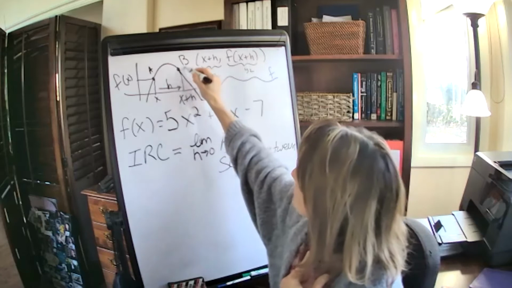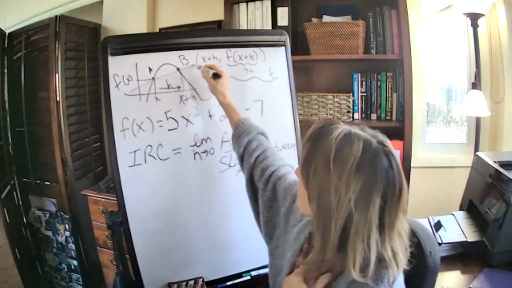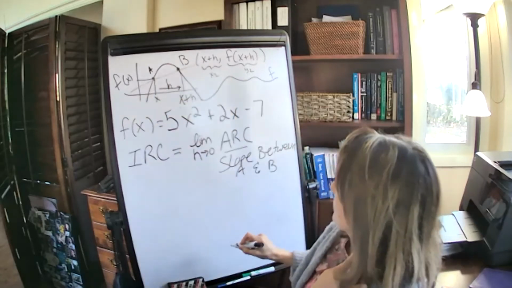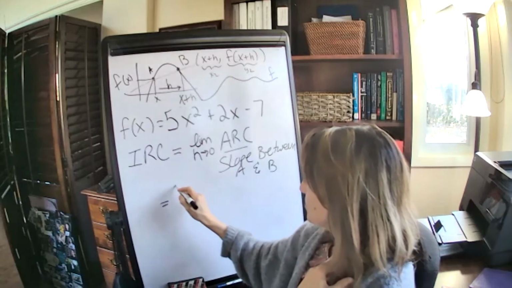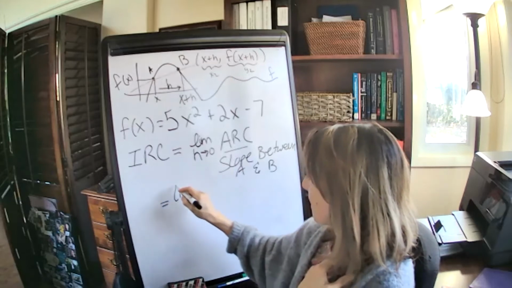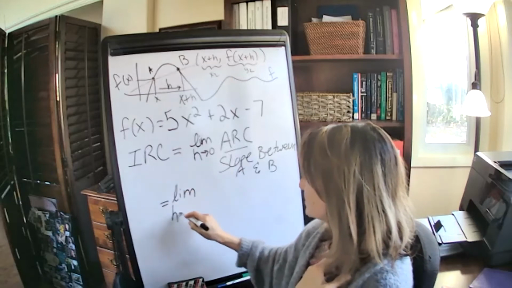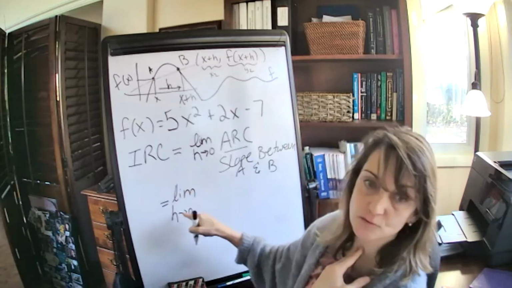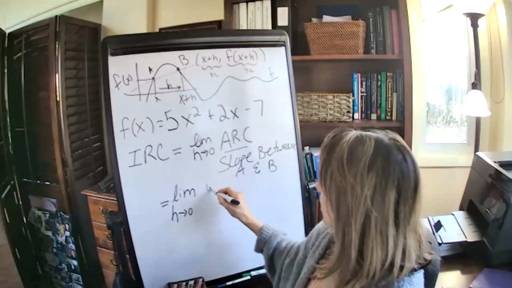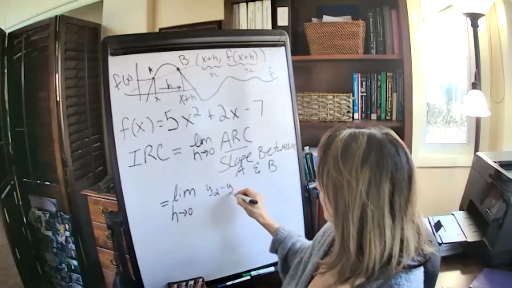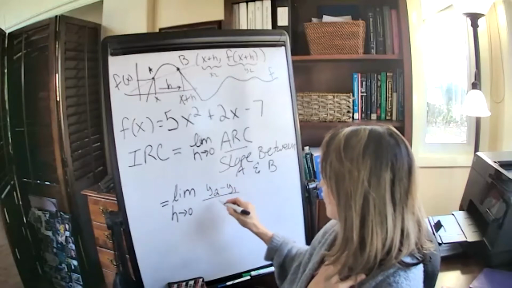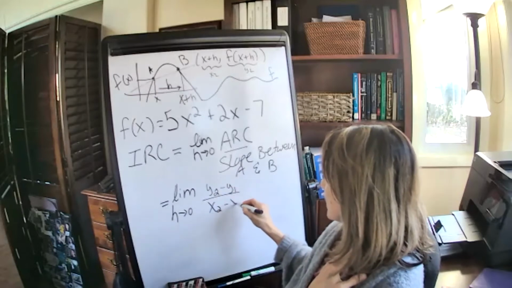So all we're going to do is we're going to put a line between A and B, and we're going to get the slope of that line. So that's going to be the limit as h goes to 0. So this part we're just writing, it comes along for the ride. So the slope is the rise over run. So it's going to be the y2 minus y1 over x2 minus x1.